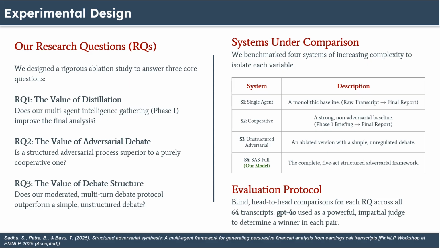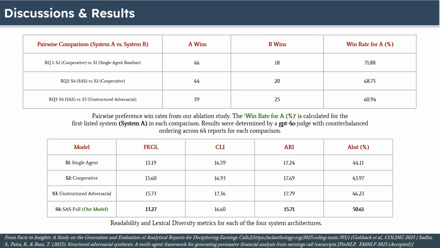To answer these questions, we benchmarked 4 systems of increasing complexity: a naive single-agent baseline, a strong non-adversarial cooperative baseline, an ablated version with a simple unstructured debate, and finally, our complete 5-act structured framework, SAS. For our evaluation, we used a blind head-to-head comparison protocol with GPT-4o acting as a powerful impartial judge to determine a definitive winner in each pair. Our results are conclusive and directly answer our research questions.